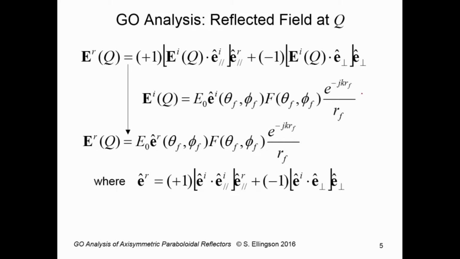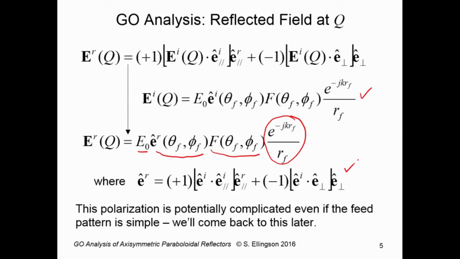If we substitute the incident field at the point of reflection, again given by the feed model, we can rewrite the expression this way. The reflected field at the point of reflection is E sub naught, a polarization vector, E super R, the feed pattern associated with the point of reflection, and then the phase and magnitude of the incident field at the point of reflection, where the reflected polarization vector is given as discussed on the previous slide. This polarization is potentially complicated for reflection from a paraboloidal reflector, even if the feed pattern is simple. So we're going to come back to this later.